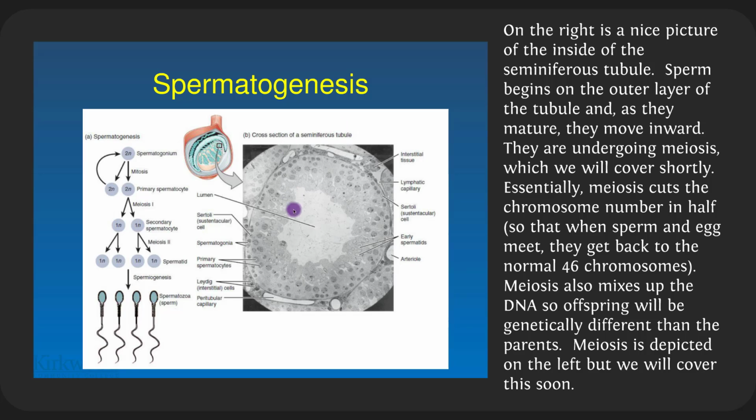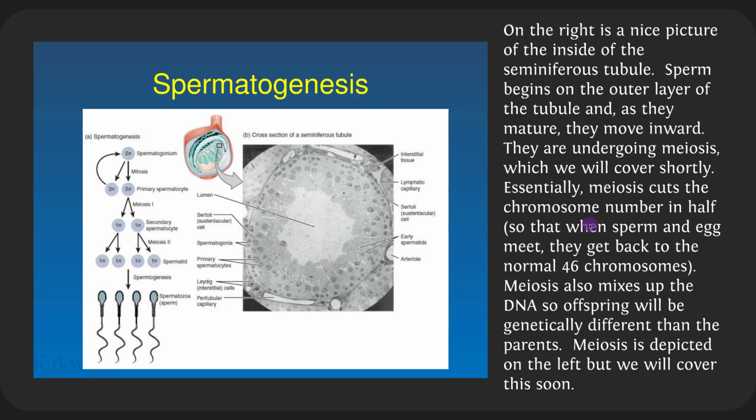On the right side is a nice picture of the inside of the seminiferous tubules. And you can actually see small little sperm in here. So sperm begins on the outer layer of the tubule, and as they mature, they move inward. They're undergoing meiosis at the same time, which is why this figure is here. We're going to cover that shortly.